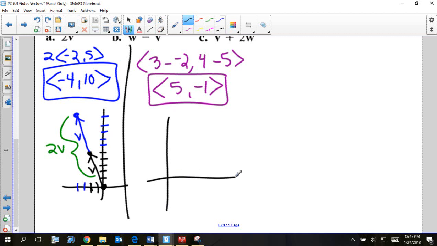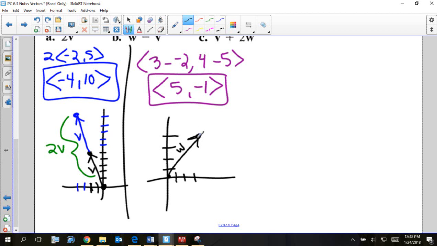So the first thing I did was W. So W was 3, 4. 1, 2, 3 on the X, 1, 2, 3, 4 on the Y. I start at 0, 0 because it doesn't tell you where to start, so I just start wherever I want. It doesn't matter if you start at 0, 0, if you start at 10, 10, or if you start at -2, 5, it doesn't matter. So I'll start at 0, 0. So that's W. And then to the terminal point of W, we're going to take away V.